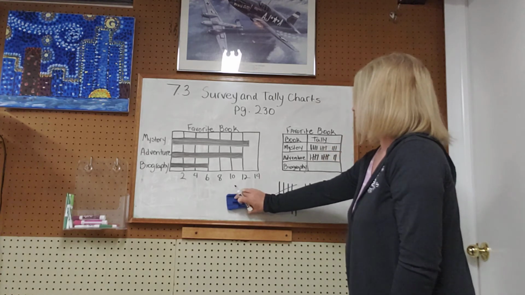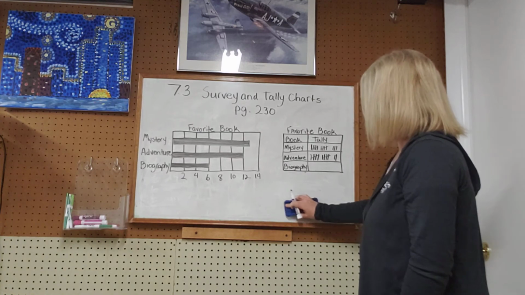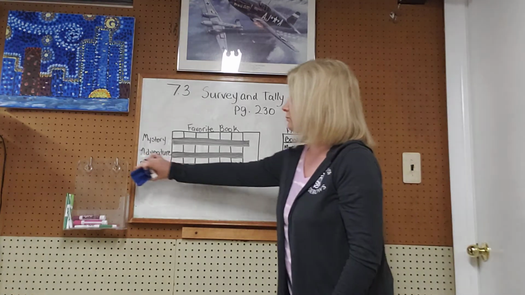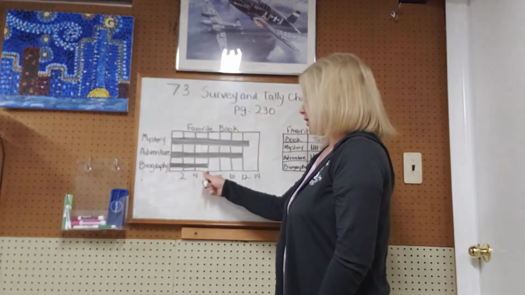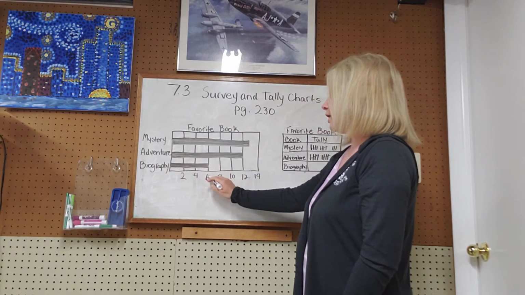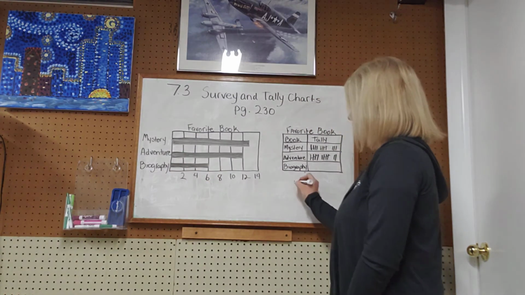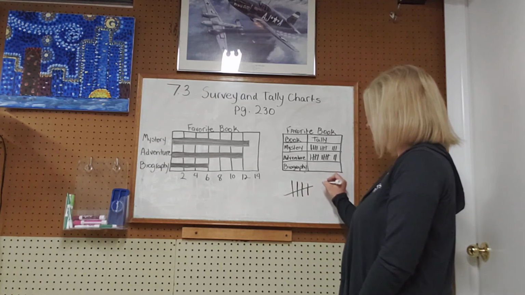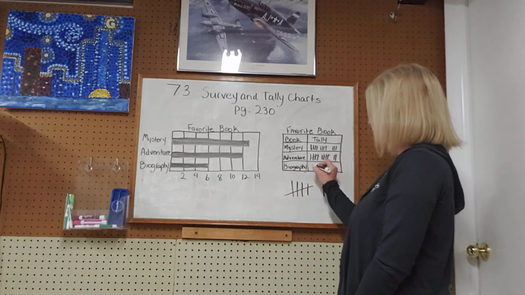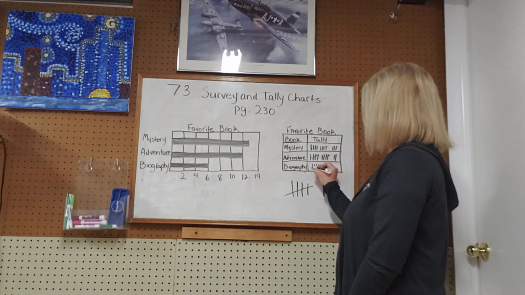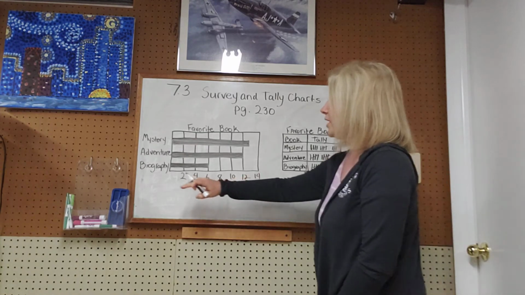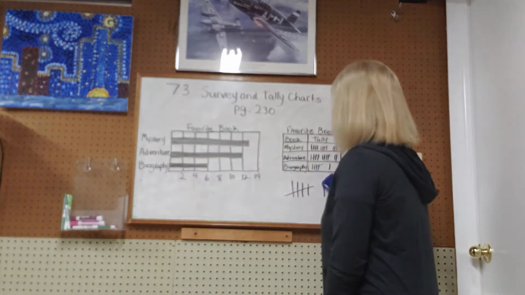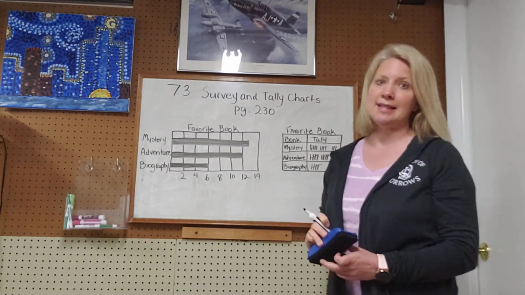Okay, let's go to the last one, biography. All the way over, and 6 people read it. So let's go 1, 2, 3, 4, 5, 6. Okay, I'm going to put that into the chart. And then our chart is complete with our tally marks. It's just as easy as that today.